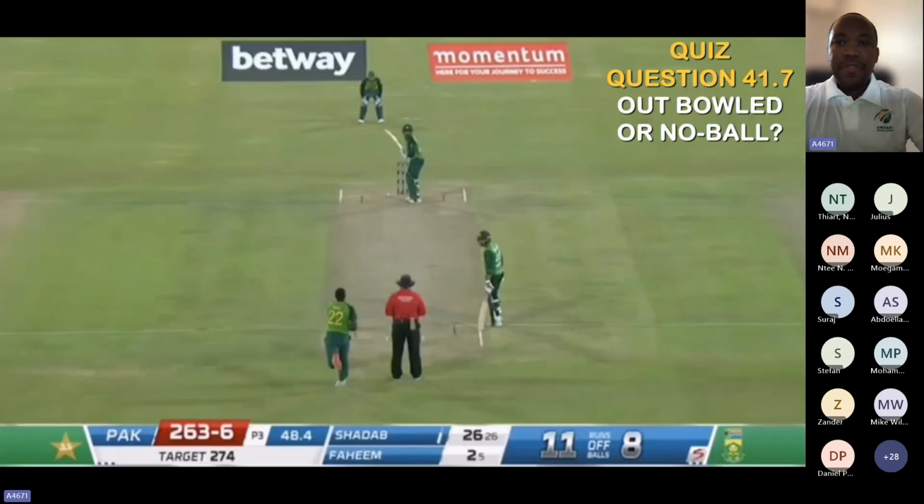So quiz question 41.7, straightforward. Is the striker Shadab Khan outbowled, or is this to be adjudicated a no ball by Lungi Ngidi? It's going to play in full speed once, and then it's going to play in slow motion from the side-on angle. And you will notice that that is the better angle from which to make the decision.